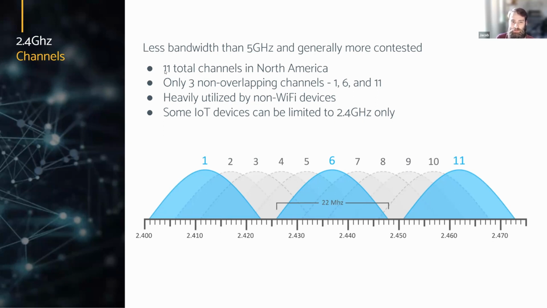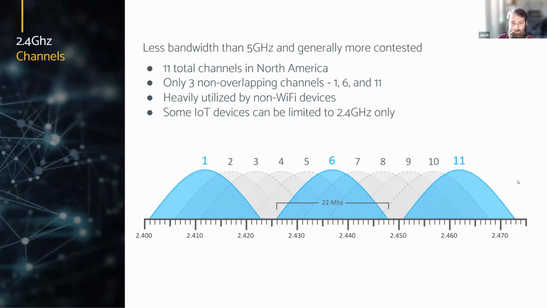So there are technically 11 channels that you're going to have available here in the US of A. I think some other countries will have channel 14, so you get a few more channels, but it doesn't really make a difference because there really are only 3 non-overlapping channels available: 1, 6, and 11. So notice that I said non-overlapping channels. Let's look at this little diagram down here.